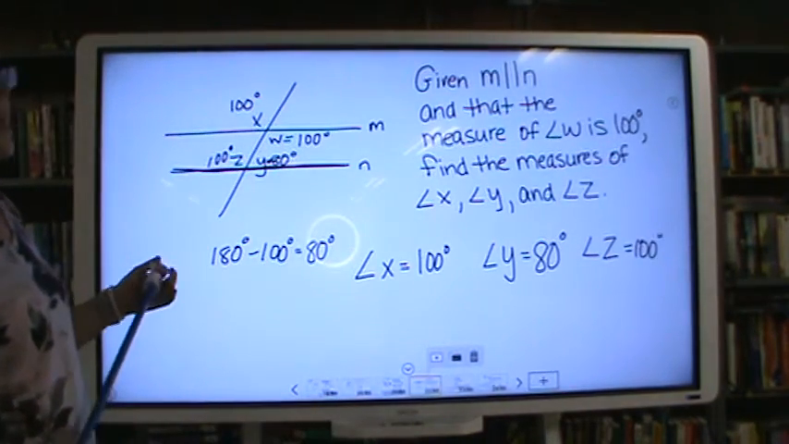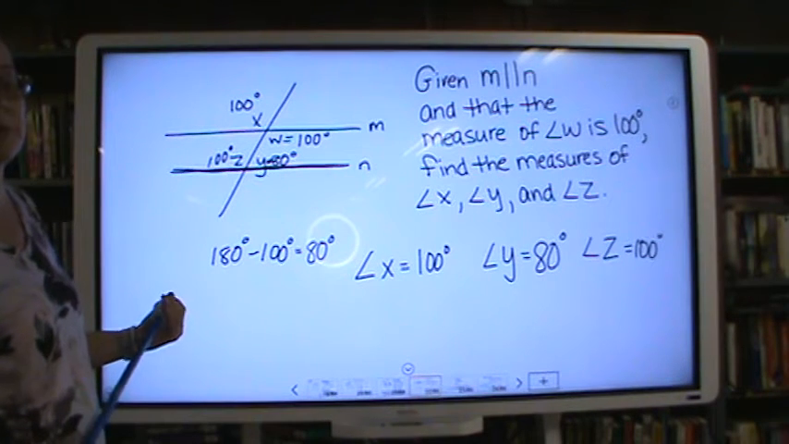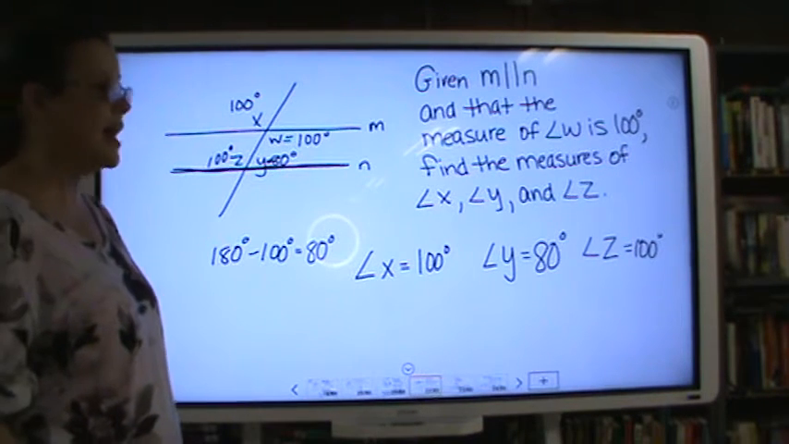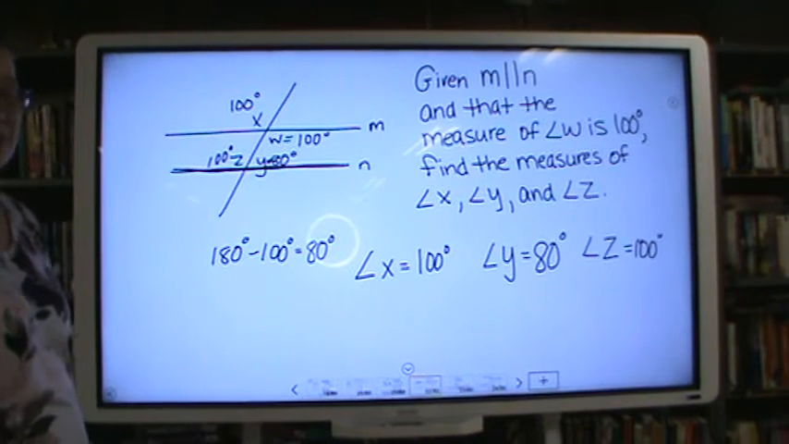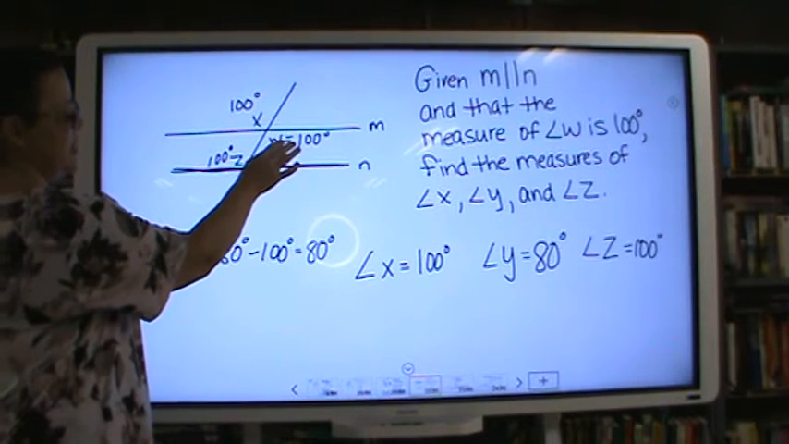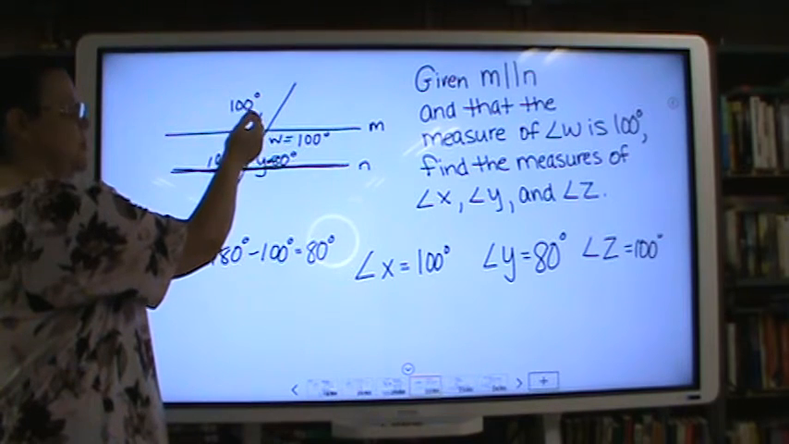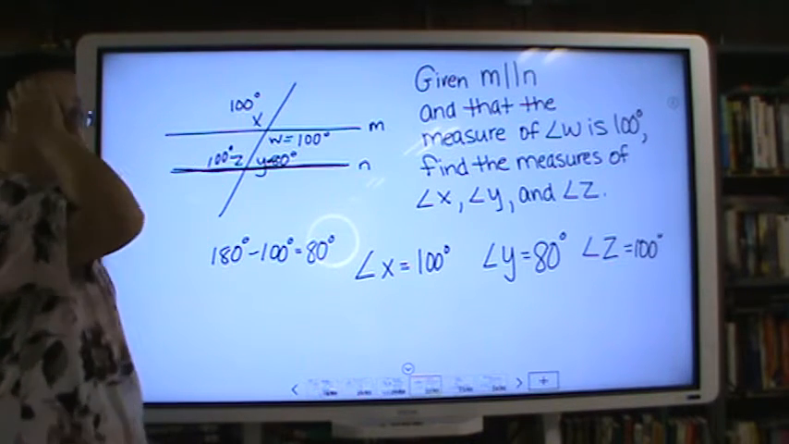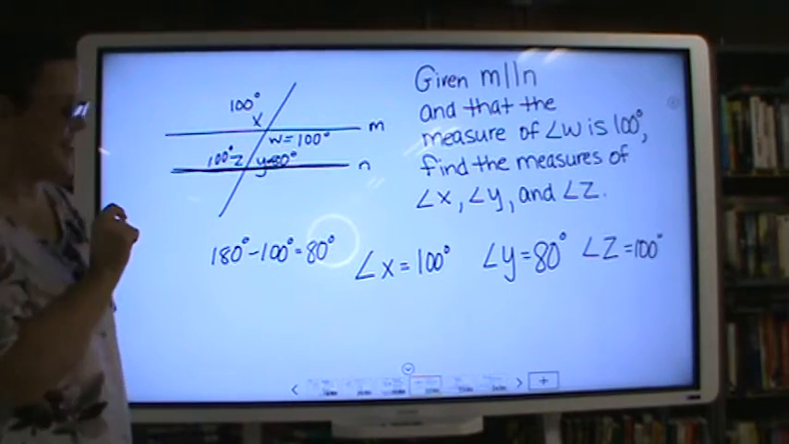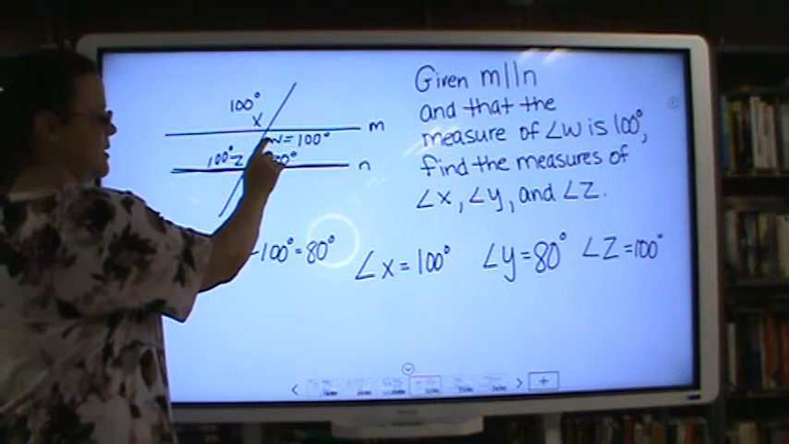So, given that M is parallel to N and that the measure of angle W is 100 degrees, find the measures of angle X, angle Y, and angle Z. And at this point, we labeled W as 100. And if W is 100, then the vertical angle would be X, and that would be 100 degrees. Adjacent angle? No, I forgot. Vertical angle. Adjacent is next to one another.